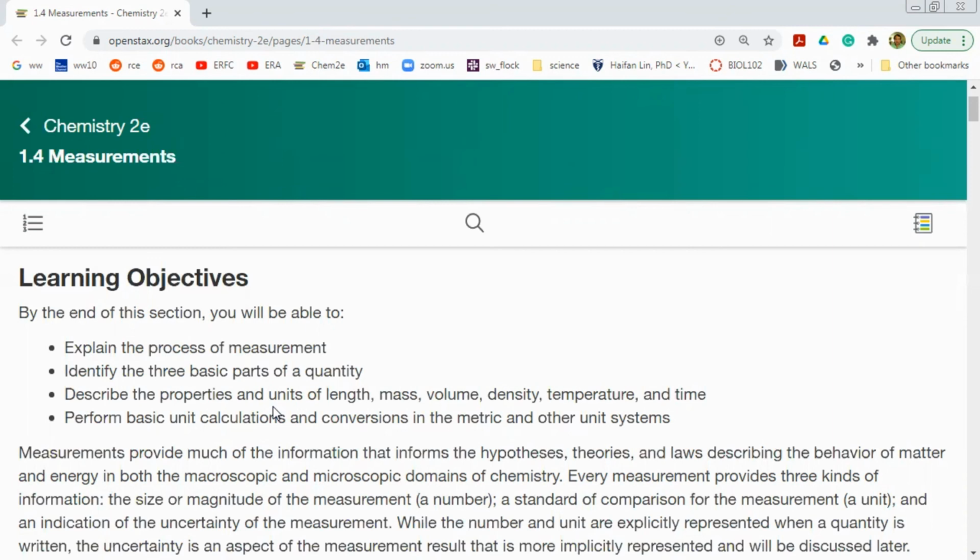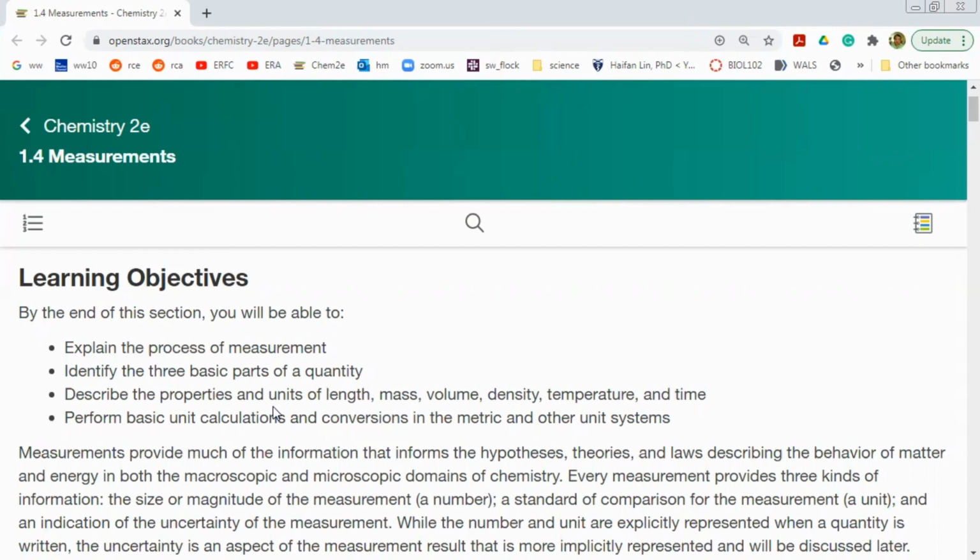So the learning objectives, again: by the end of this section, you will be able to explain the process of measurement, identify the three basic parts of a quantity, describe the properties and units of length, mass, volume, density, temperature, and time, and perform basic unit calculations and conversions in the metric and other unit systems.